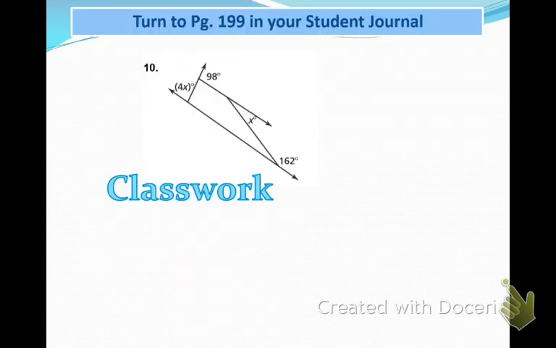You are doing number 10 on your classwork paper. Once you have finished, you can open up your textbook, page 364.